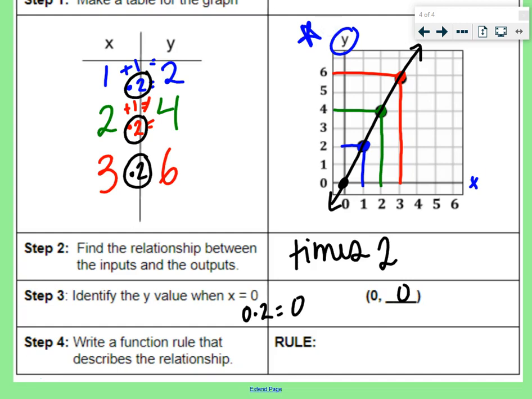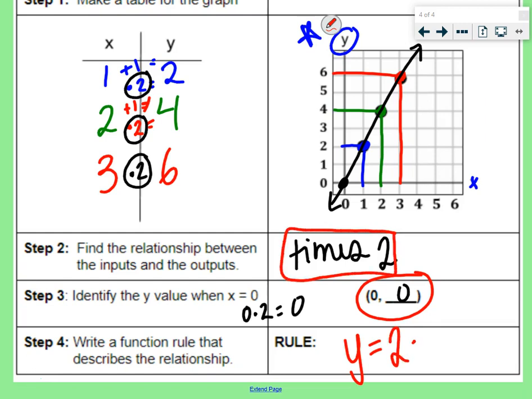So write a function rule that describes the relationship. We're at 0, 0, so we can just say y equals, what are we doing to our x each time? We are multiplying it by 2, so it would be 2 times x.